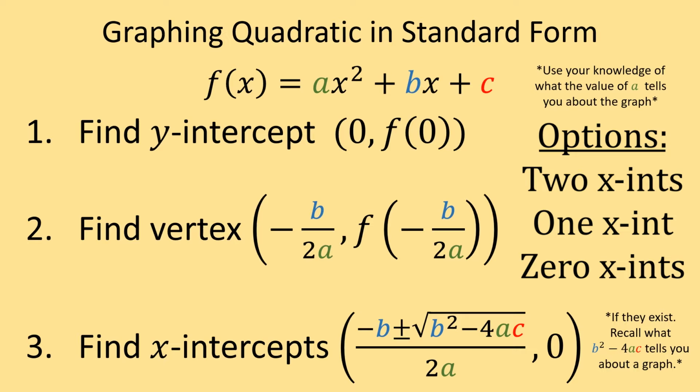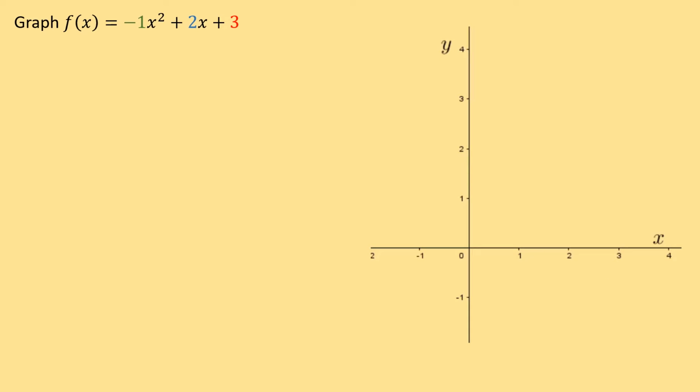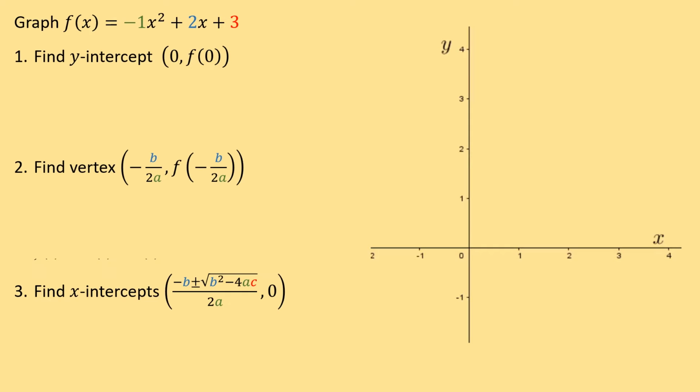In the two examples that I graph in this video, both quadratics are going to have 2 x-intercepts. So let's move on to an example. Let's graph f of x equals negative 1x squared plus 2x plus 3. What we want to do is take this quadratic function and find the y-intercept, the vertex, and the x-intercepts to give us an idea of what our quadratic is going to look like.